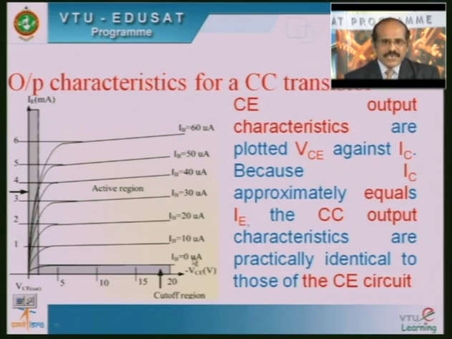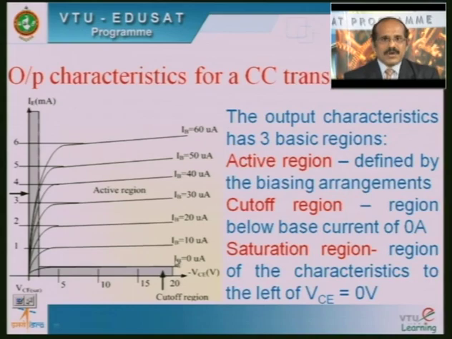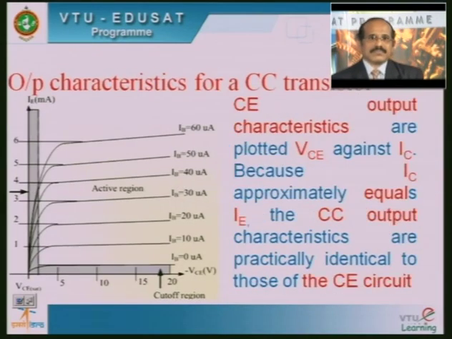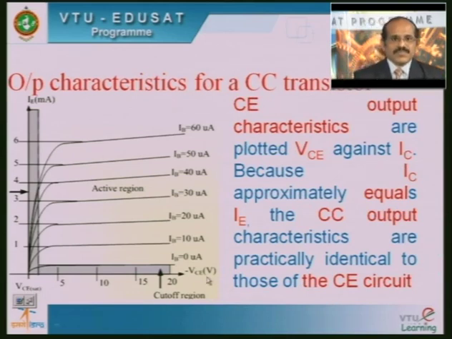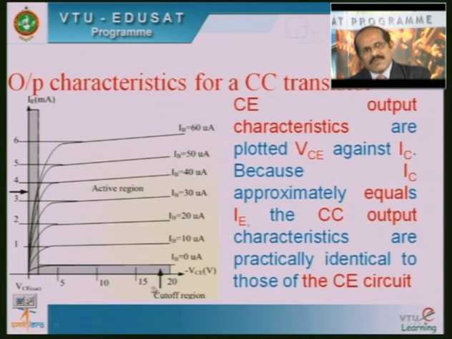Therefore, the output voltage is the collector to emitter voltage, VCE, and the output current is the emitter current IE, keeping the base current constant. I repeat, the output characteristics is a plot, the graph between VCE versus IE, because this is a common collector configuration.